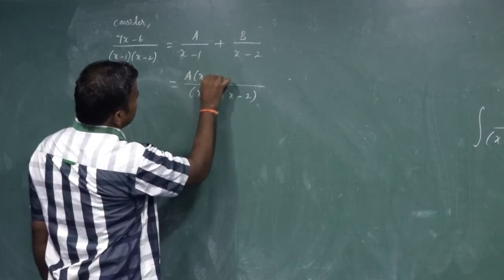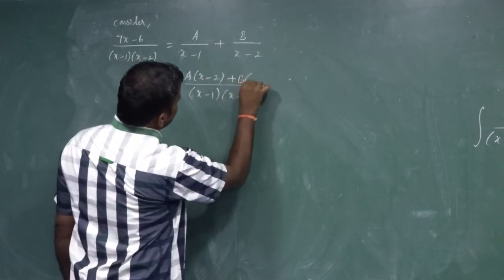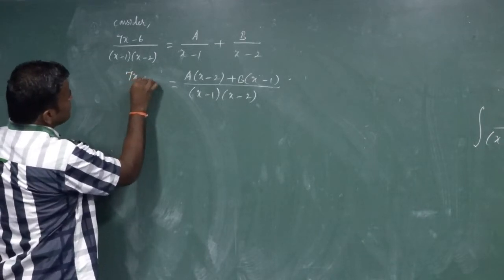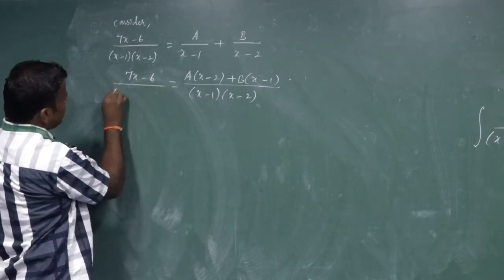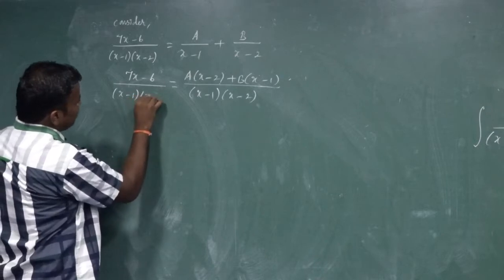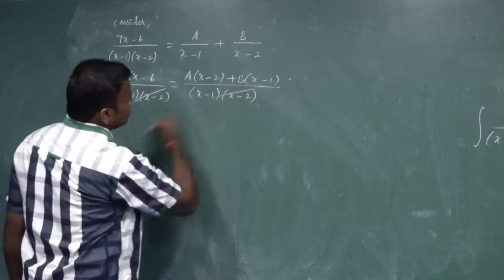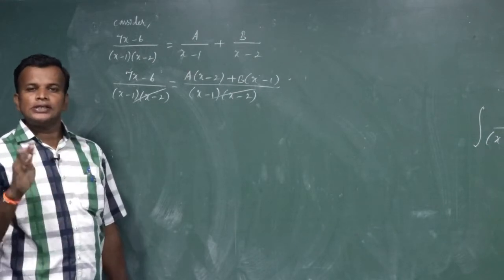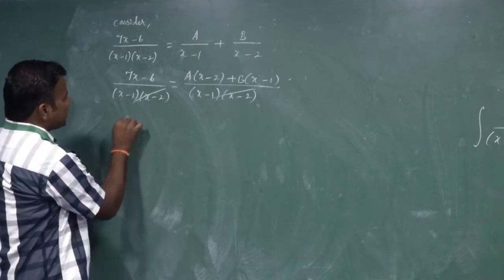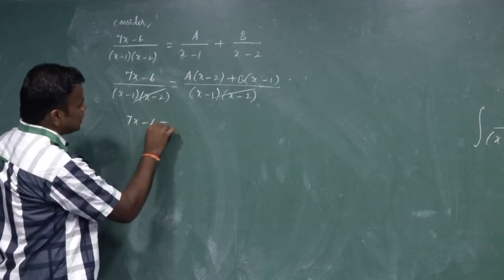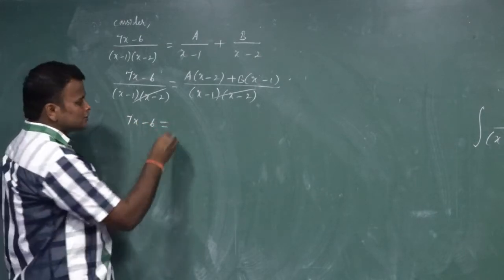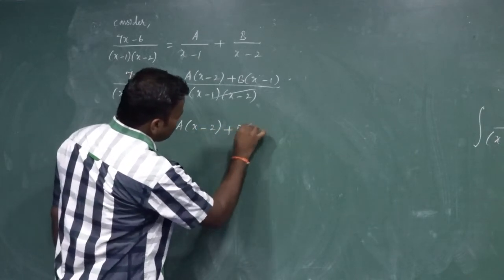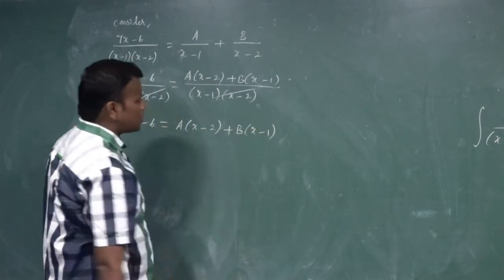So a of (x minus 2) plus b of (x minus 1). In the LHS no change: (7x minus 6) divided by (x minus 1) into (x minus 2). Both the denominators are the same, so we cancel the LHS and RHS denominators. What is the remaining numerator? 7x minus 6 in the LHS. The RHS is a of (x minus 2) plus b of (x minus 1).